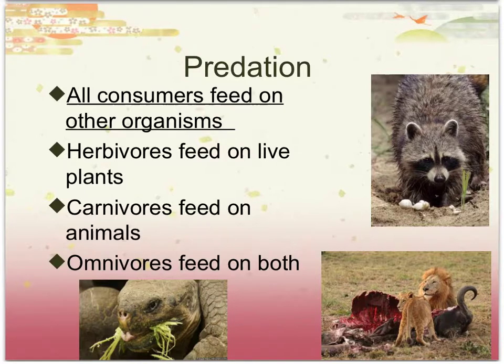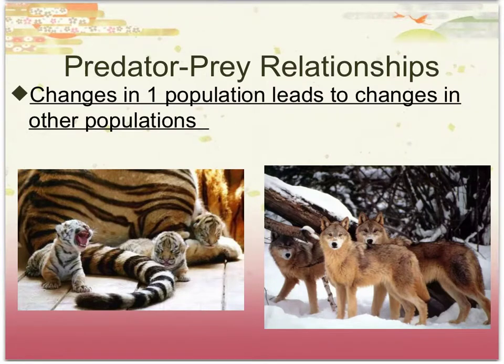Okay, so the next type of interaction we're going to talk about is predator-prey interactions or predation. Inevitably, all consumers feed on other organisms, whether they're plant species like herbivores feed on, or whether they're other animals like carnivores, or whether they're more generalists and feed on both. So predator-prey relationships result in changes in at least one of the populations, which then results in changes in the other.